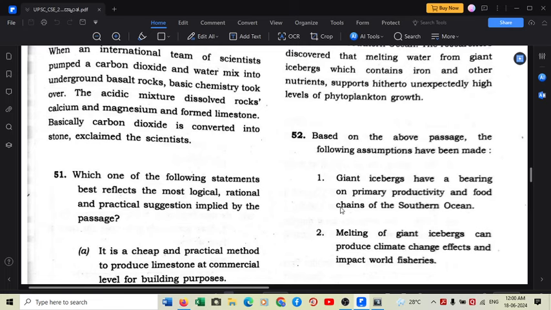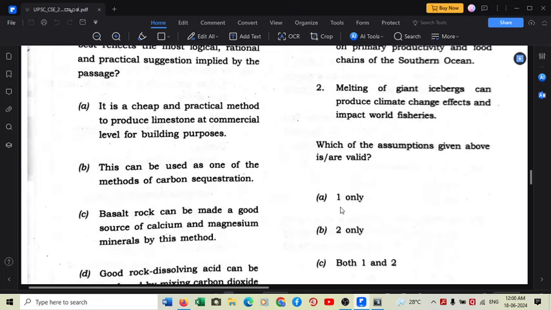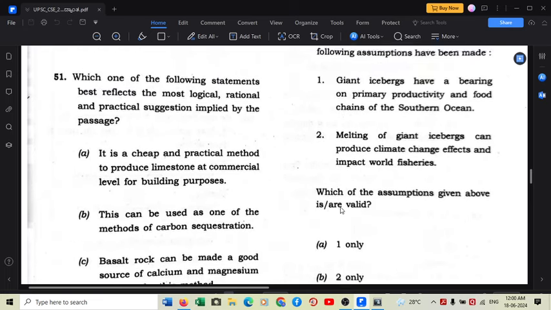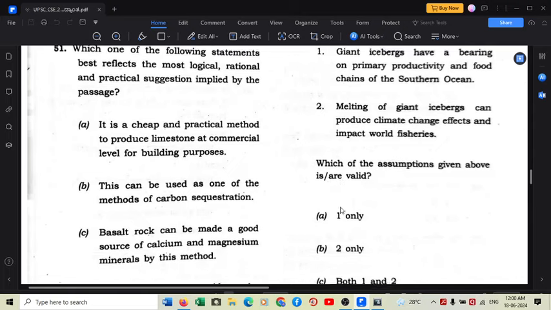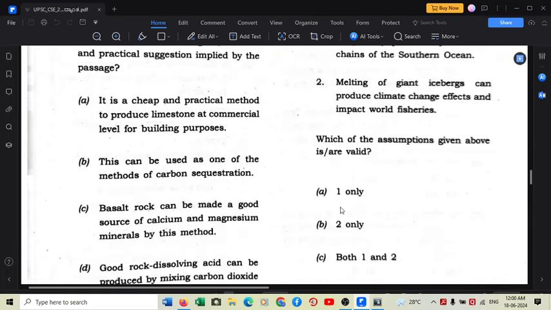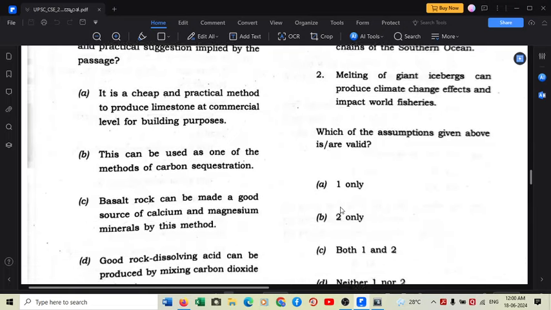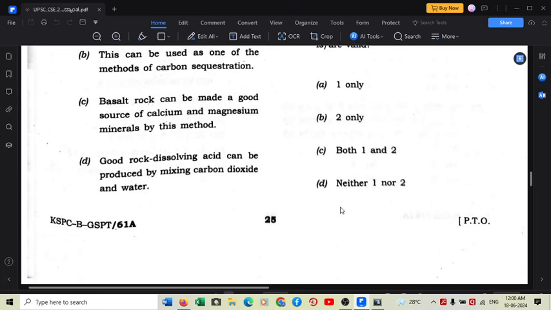Okay, so one and two both are correct. So the answer is very simple. To question number 52, the answer is C, which is both one and two. Moving to another passage.